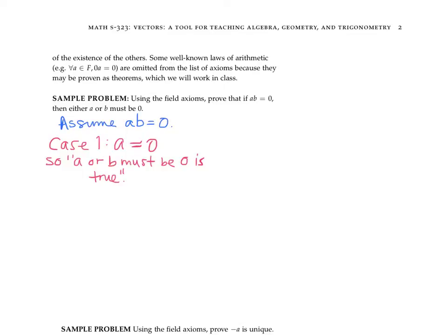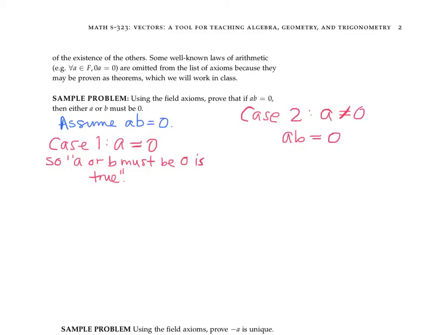Now, of course, for the trickier one, the second case. This is the case where A does not equal 0. Can we say that either A or B must be 0 is true in this case? Well, we're not really sure. We don't know anything about B. We know that A is non-zero, but we don't know anything about B yet. Let's take a closer look. We know that A times B equals 0.